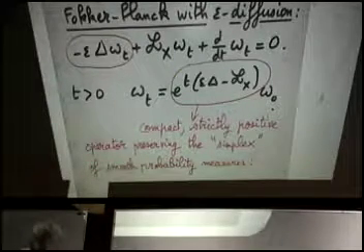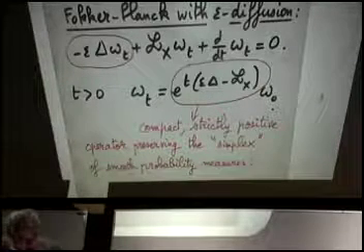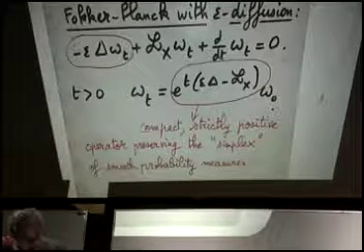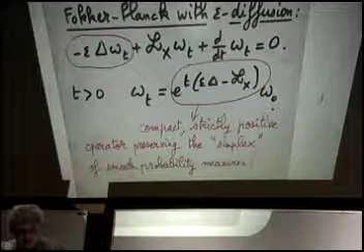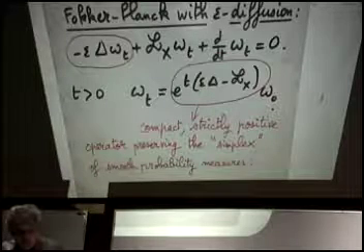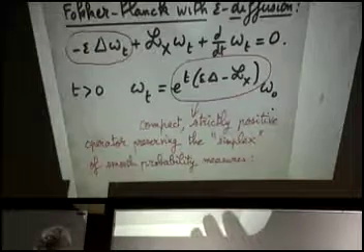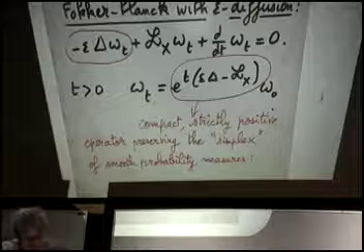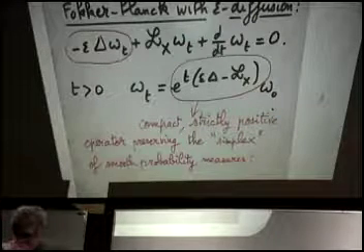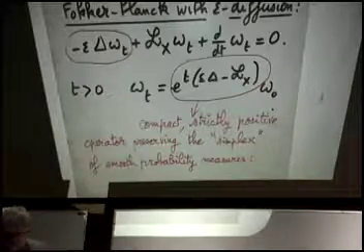So this is a compact strictly positive operator. So strictly positive means that it takes any non-negative form of maximum degree on M onto a volume form. And it preserves the total volume. So in particular, it preserves probability measures.